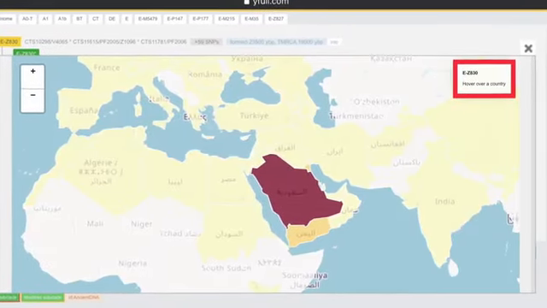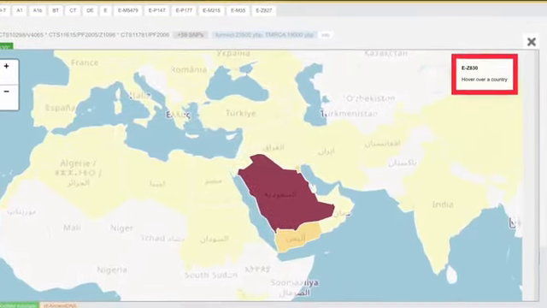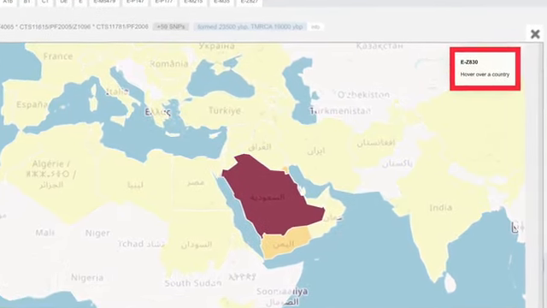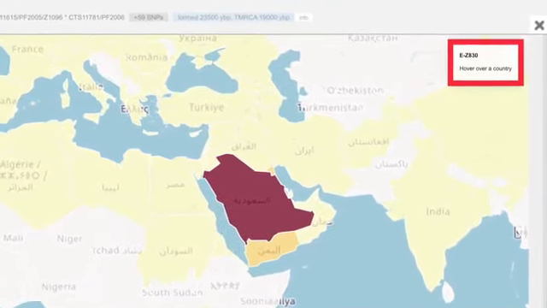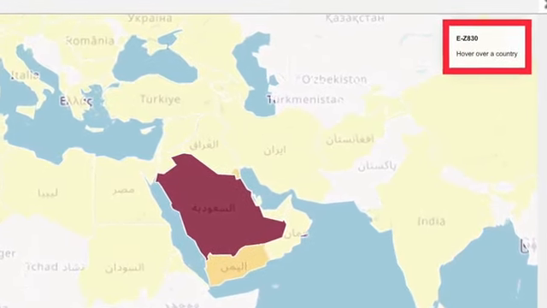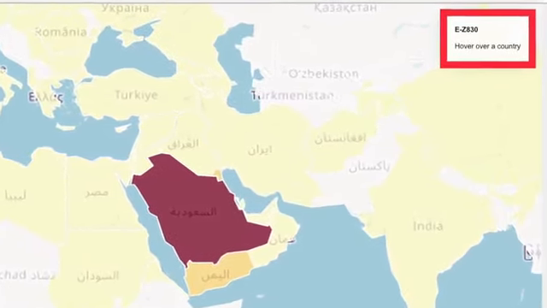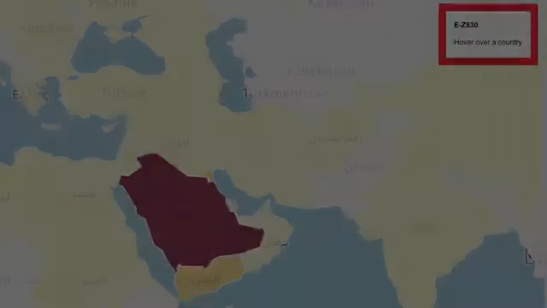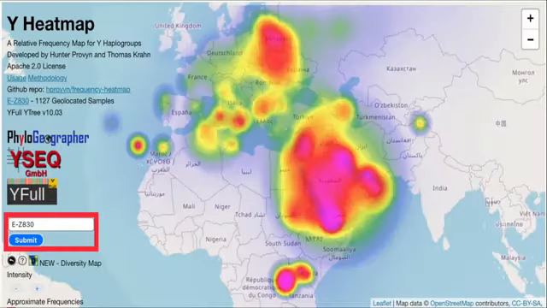E-Z830 is also quite common among Arabian populations as well. If you type in E-Z830 on Wikipedia, you will see a very high percentage of this subclade within the Arabian Peninsula. Also, if you type in Y heat map E-Z830, you'll still see a very high percentage within the Arabian Peninsula and throughout the Mediterranean and other parts of the Middle East, even in Africa.